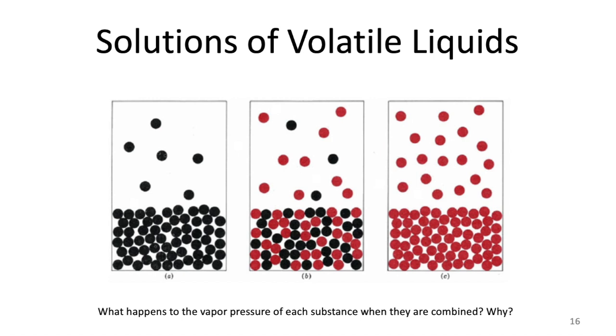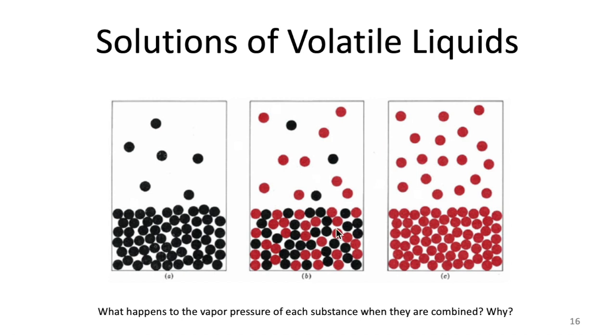So you can see if we look at this diagram, if we call the black dots water on the left, there's some water vapor here. That's our vapor pressure of water over the pure solvent. And then over here on the right, we might have, let's say, ethanol, and this would be our vapor pressure of ethanol above the pure solute. And when they're combined in solution, the individual vapor pressures for each of them are lowered.